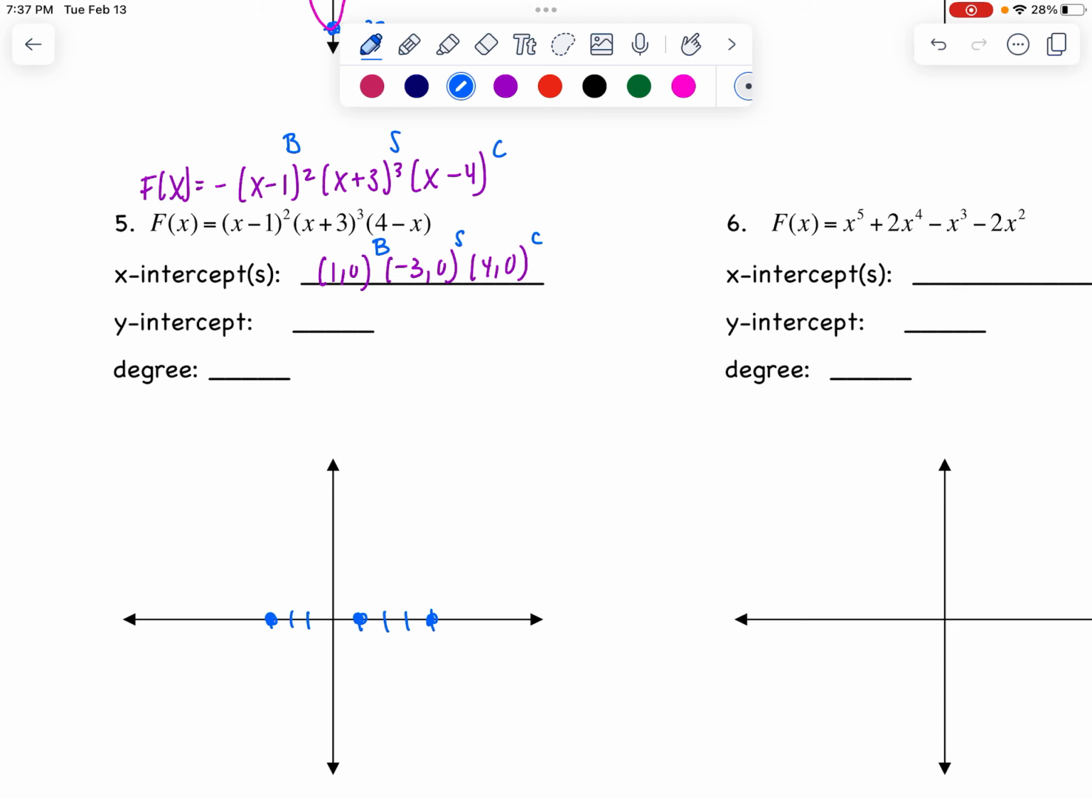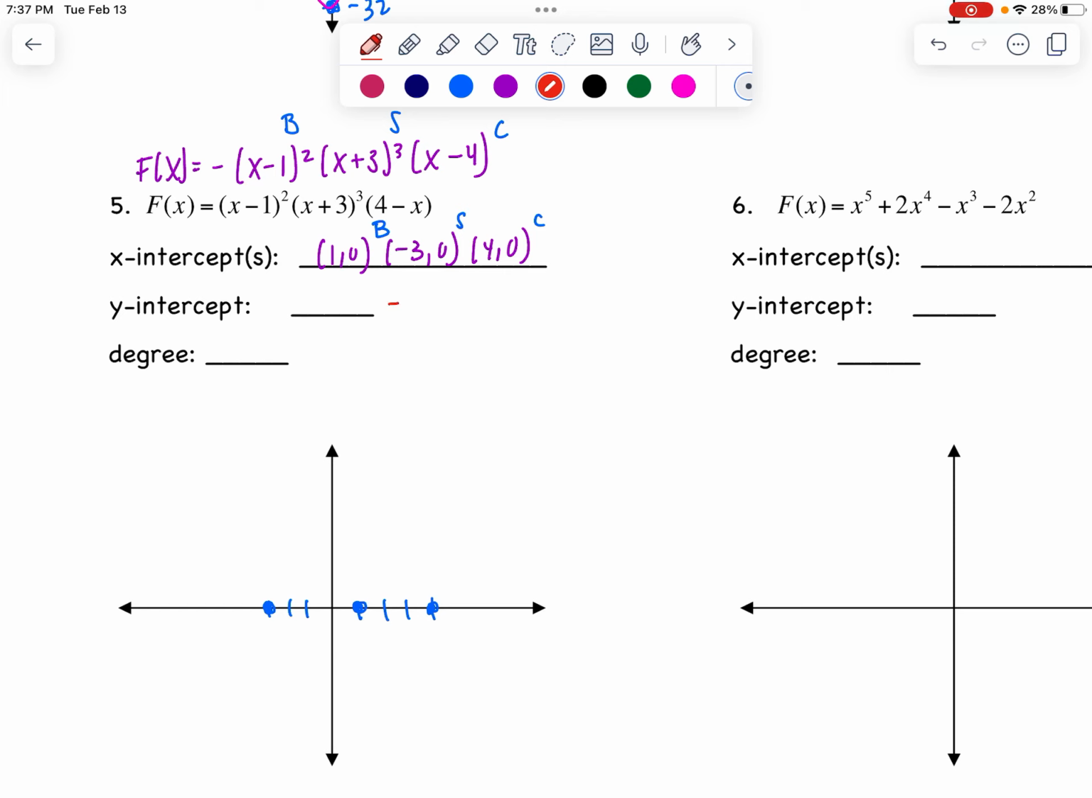Our y-intercept, if we were to go ahead and plug in 0 for x, we get a negative 27 times, what is that, negative 4? Ooh, I don't know why I put the cubed. So then we should get a positive 108. So we have (0, 108).